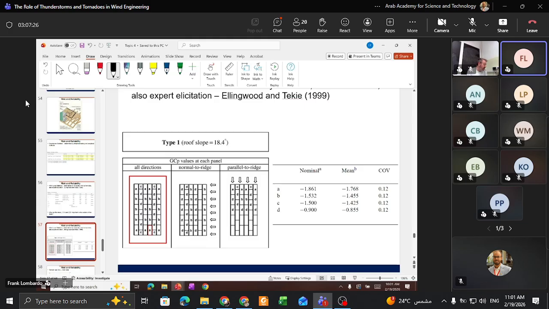And so here in this study, they gave, for a single roof slope of 18.4 degrees, values of the mean and the COV for the pressure coefficient. Now, why haven't you seen wind speed on here at this point?